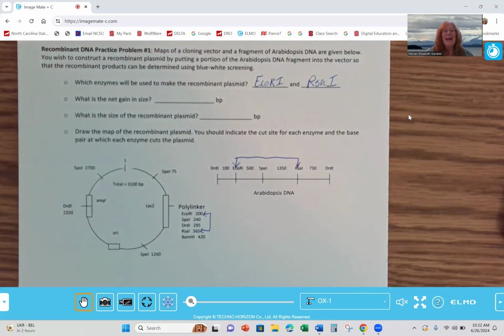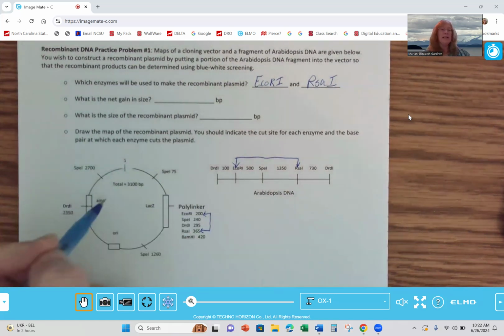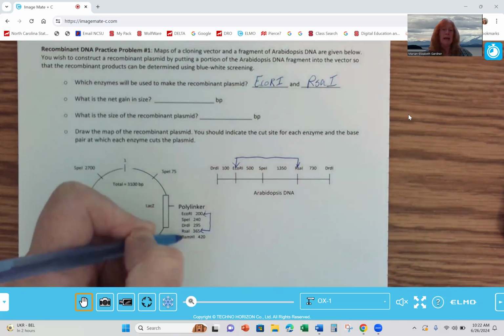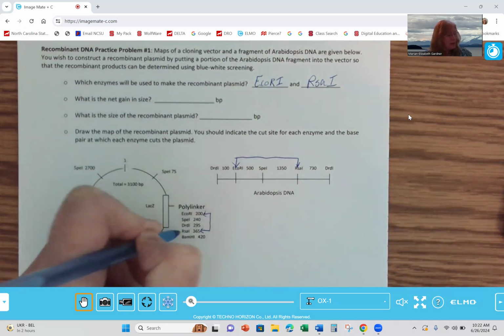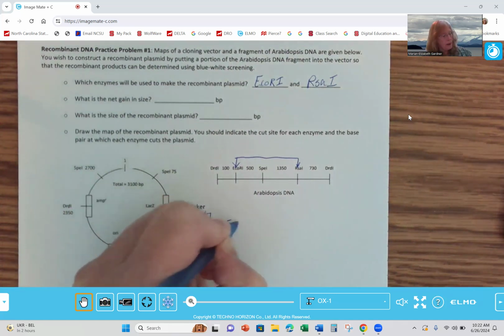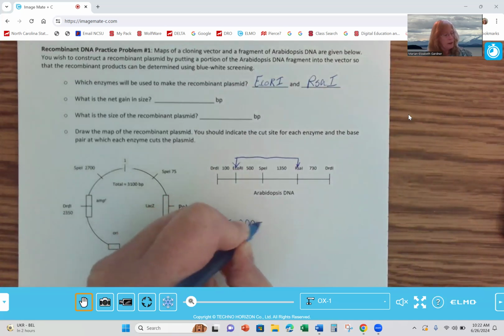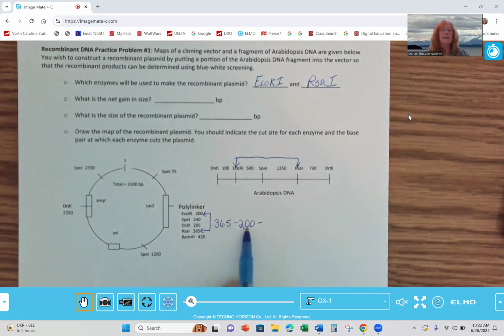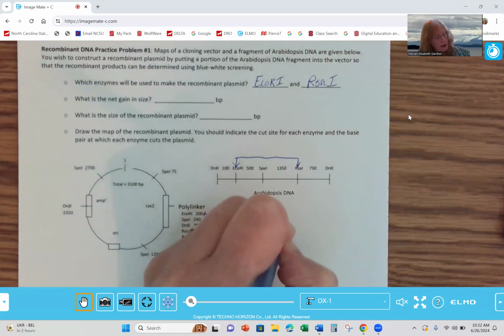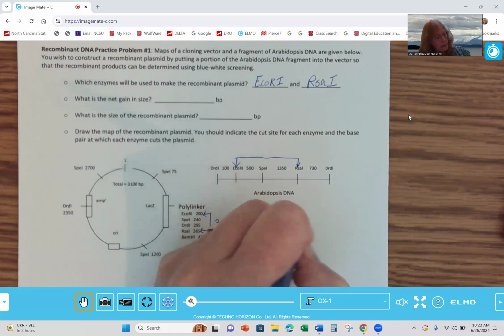So what is the net gain in size? When we cut this plasmid with the two enzymes, we'll lose this little piece of DNA between the two enzyme cuts. RsaI cut at base pair 365, and EcoRI cut at base 200. So if we get the difference between those, we'll have the number of base pairs that we lose. And that is 165 base pairs lost.